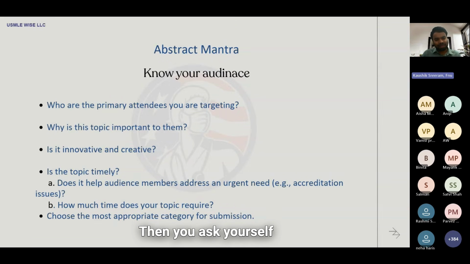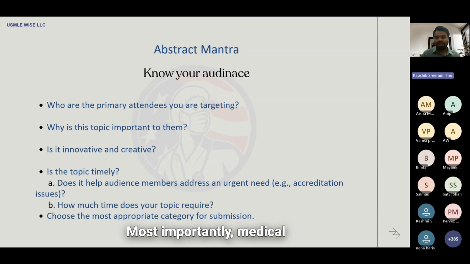Then you ask yourself, if I'm going to a geriatric conference, what are the topics that will be interesting to them? Next, of the topics that are interesting to them, is it creative and innovative? That is another thing that they care about, or another question that you should ask yourself when you are starting research.